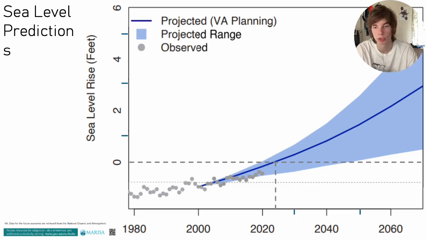And here's the sea level prediction chart. These gray dots are historic observational data. The blue line is the predicted sea level, and the blue shaded area is the projected range for the coming decades.